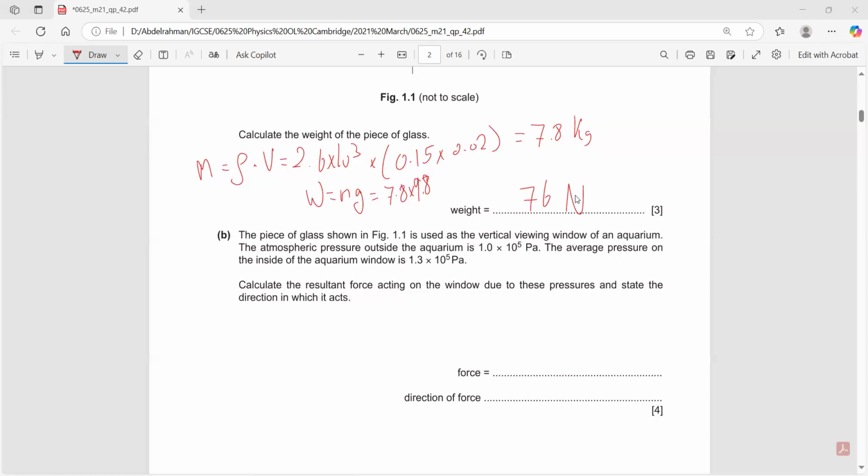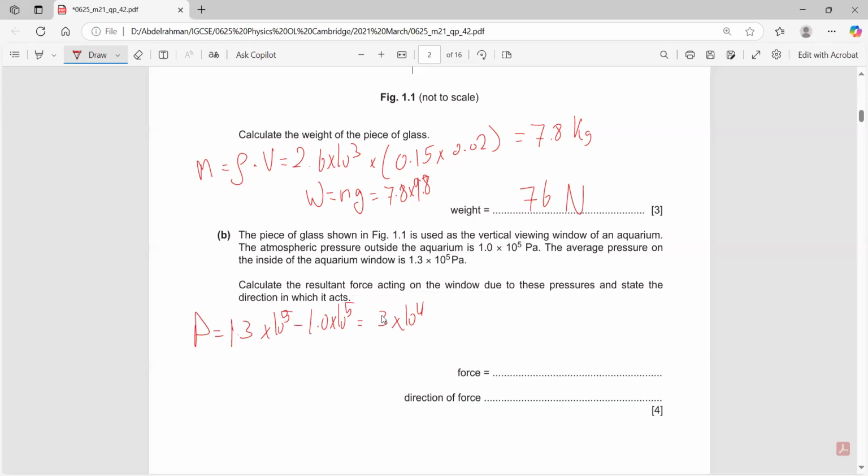You have the pressure and you have the area, but you can't use just one of these pressures. You can't just say, well, I'll use 1.3 times 10 to the power 5 or 1 times 10 to the power 5. You need the resultant pressure to find the resultant force. So the pressure is 1.3 times 10 to the power of 5 minus 1.0 times 10 to the power of 5, which is 0.3 times 10 to the power of 5, or just 3 times 10 to the power of 4. So this is the pressure.